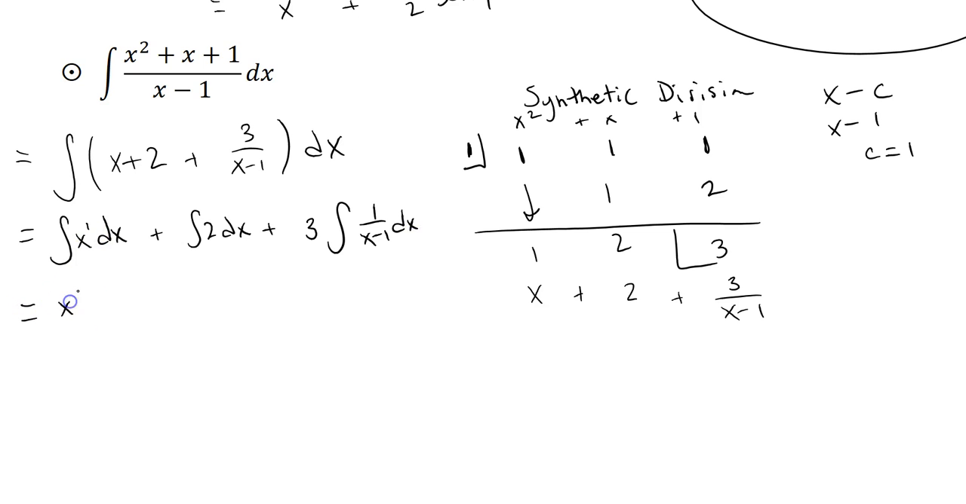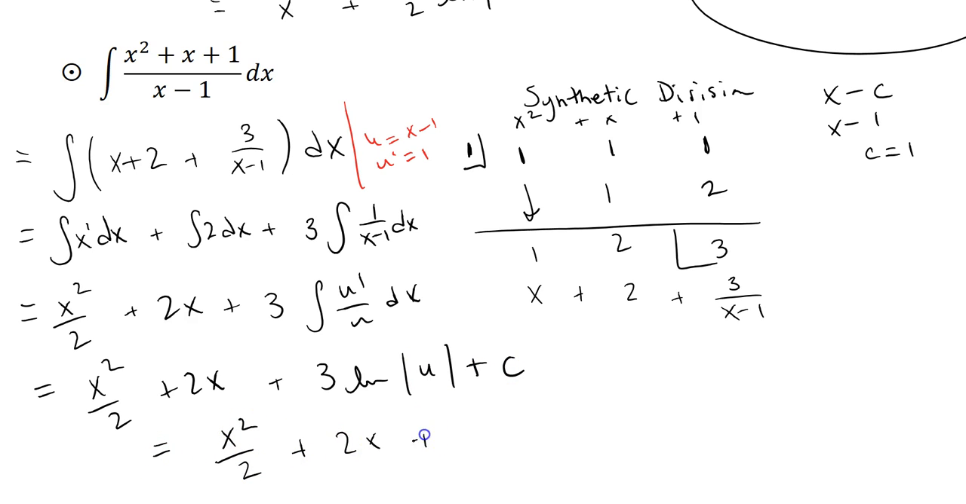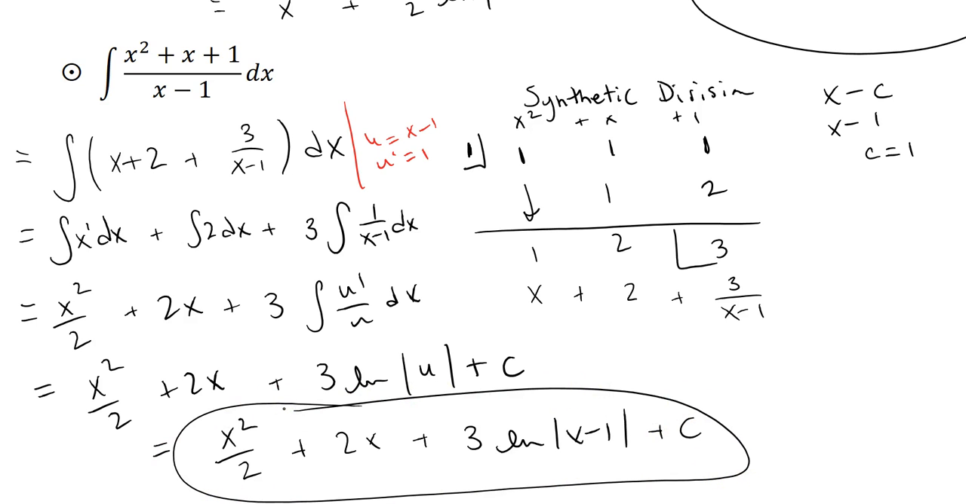This one is x squared over 2. This one is 2x. And then over here, if I let u be equal to x minus 1, u prime would be 1. So this is the integral of u prime over u dx. So I'm going to have 3 times the natural log of the absolute value of u, all plus c. So I get x squared over 2 plus 2x plus 3 times the natural log of the absolute value of x minus 1, all plus c. And I'm just going to leave my answer there.